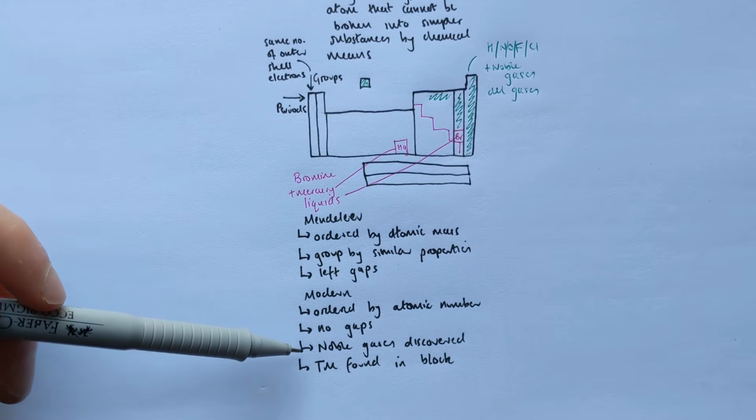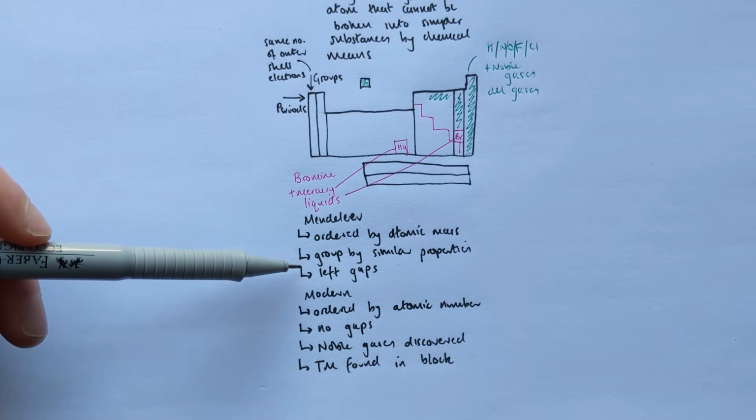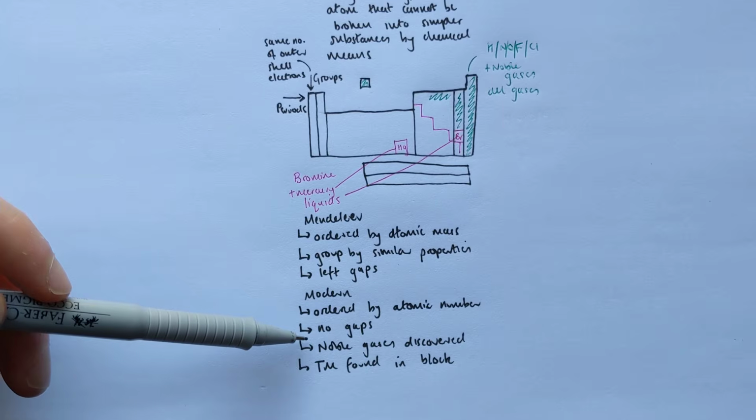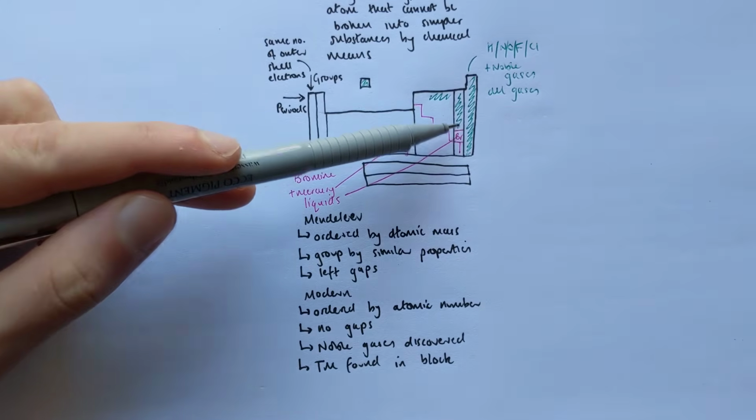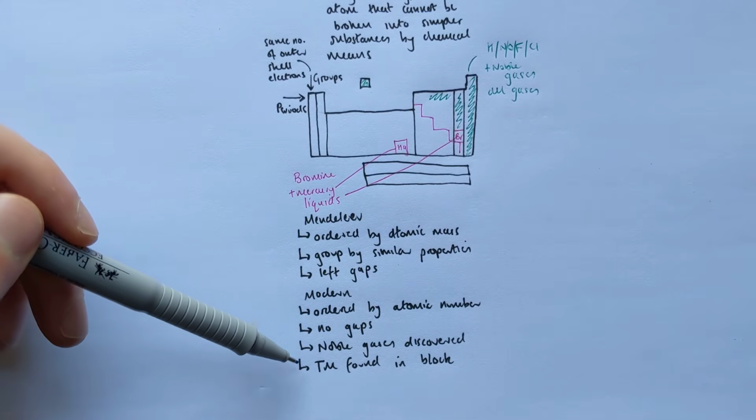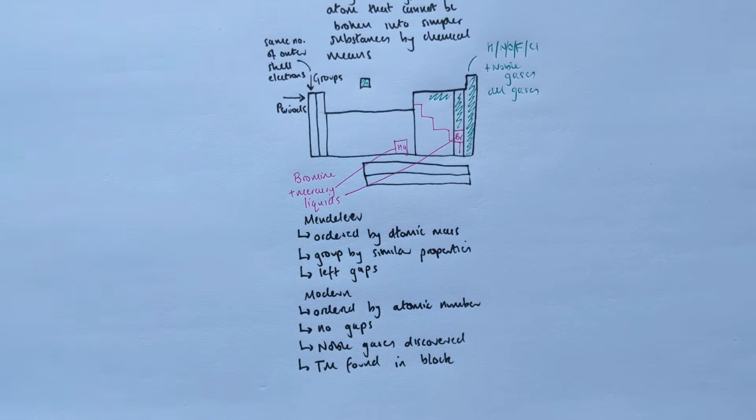The noble gases weren't discovered when Mendeleev was making his table. We've now discovered this group, so they're now found on the right hand side. And Mendeleev did have some transition metals in his periodic table, but he didn't really know where to put them. So nowadays we have them in their own little block in the centre of the periodic table, right here.